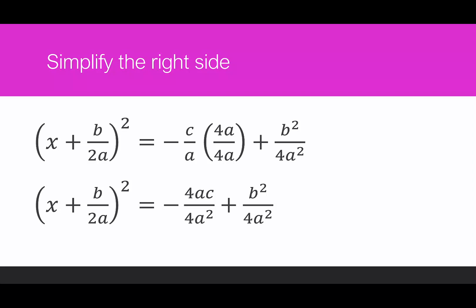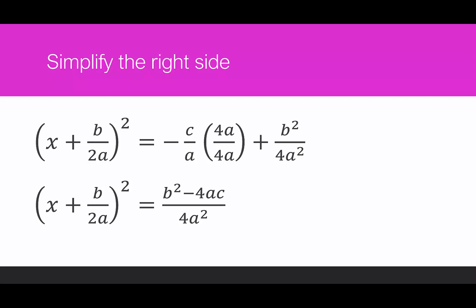Now that I have a common denominator, I can add the numerators. As I add the numerators of negative 4ac and b squared, I'm just going to put the b squared term first. That way it's in descending order when I look at it, and it's going to match the final product that we already know because we know the quadratic formula. So now I have x plus b over 2a squared equals b squared minus 4ac all over 4a squared.